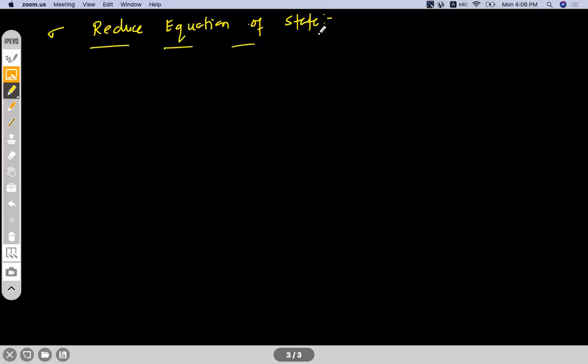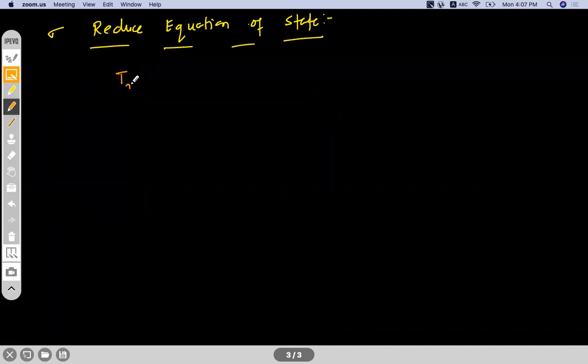Now we have one more term here, that is the reduced equation of state. The reduced equation of state is defined with respect to the reduced temperature, reduced pressure, and reduced volume. Reduced temperature is represented by TR, and it is mathematically defined as temperature divided by the critical temperature. Similarly, reduced pressure is pressure divided by the critical pressure, and reduced volume is volume divided by the critical volume.